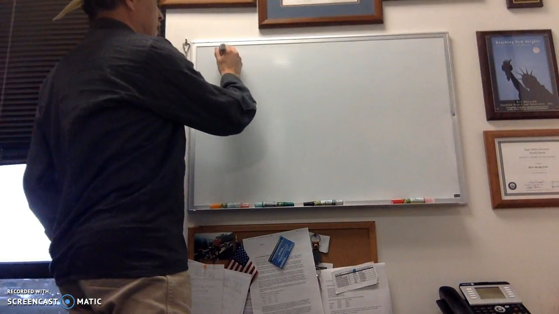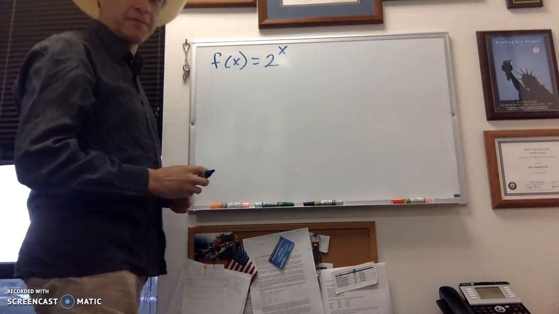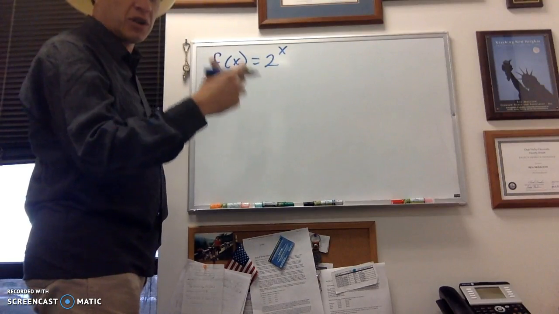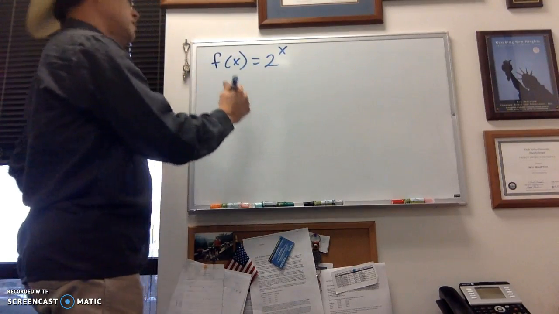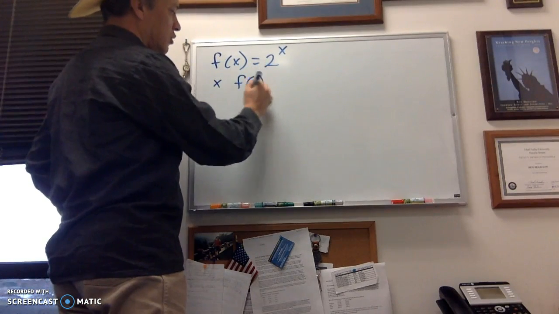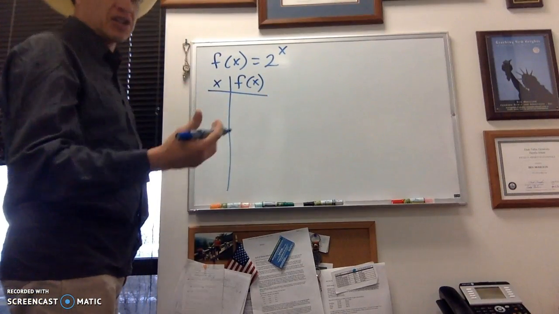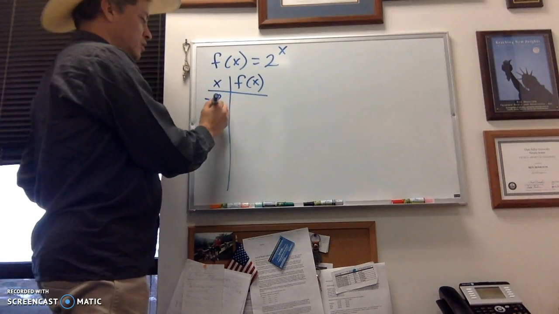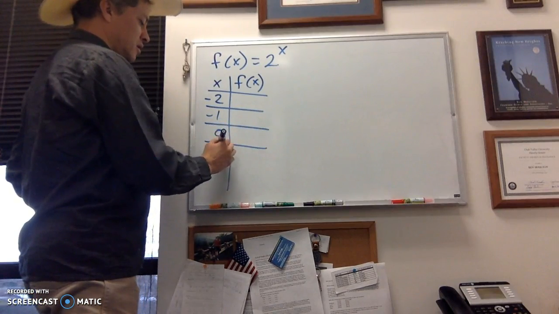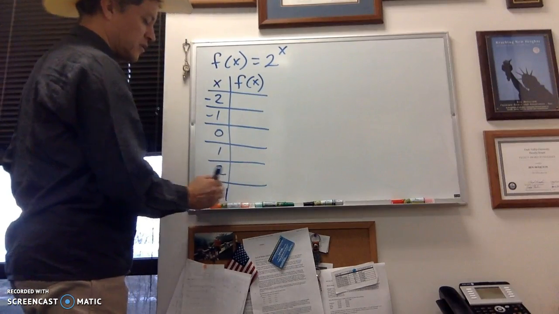So let's graph, say, the function f of x equals 2 to the x. All right? Now, notice this is not x squared, so we're not looking at a parabola in this instance. So let's do this the long way. I hate doing this the long way because there's a shorter way that I'm going to show you in a minute. So I'm going to pick some x values here: -2, -1, 0, 1, 2. I'll throw in a 3 there just for good measure.